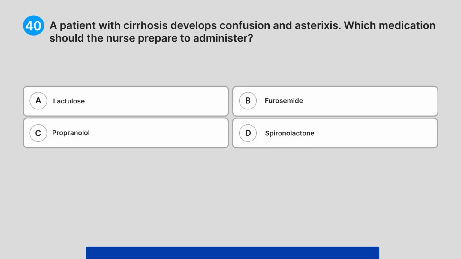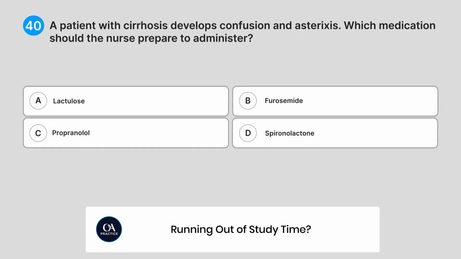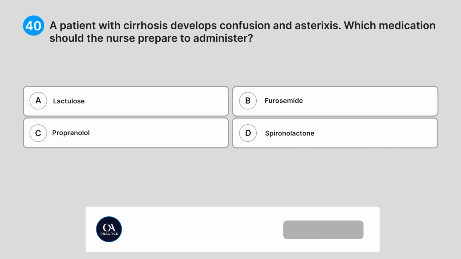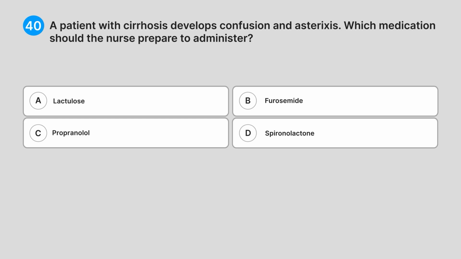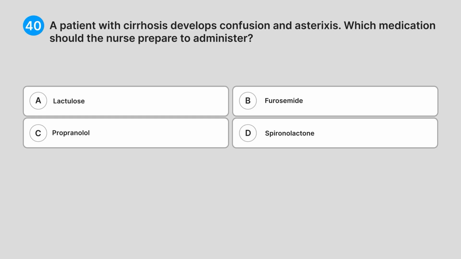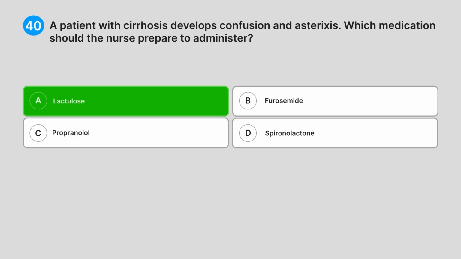40. A patient with cirrhosis develops confusion and asterixis. Which medication should the nurse prepare to administer? A. Lactulose, B. Furosemide, C. Propranolol, D. Spironolactone. Do you know the answer? Correct answer, A. Lactulose.